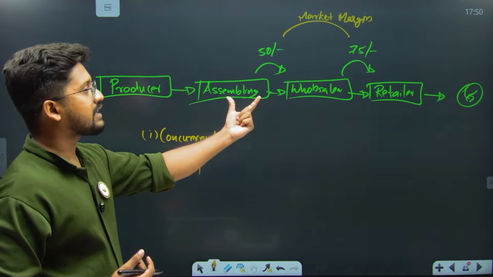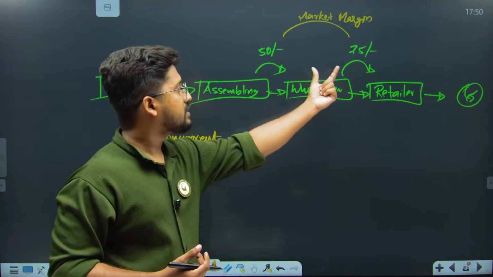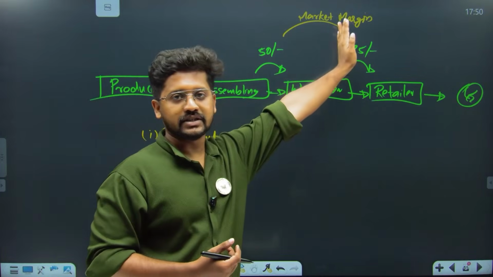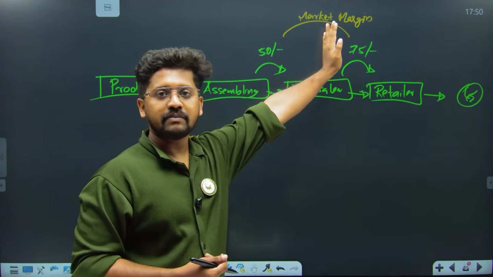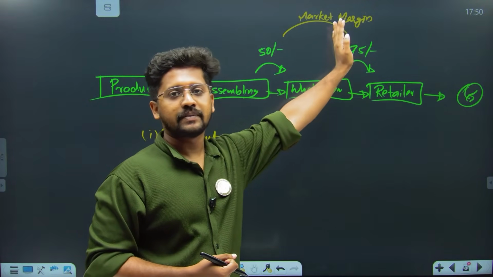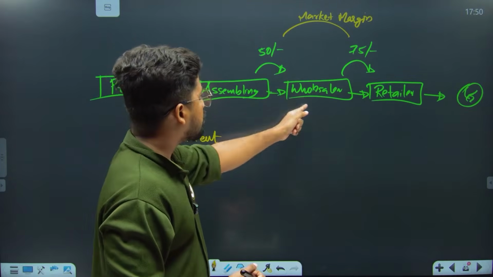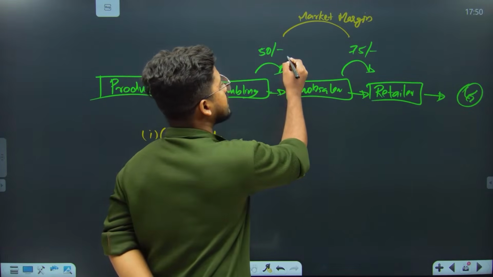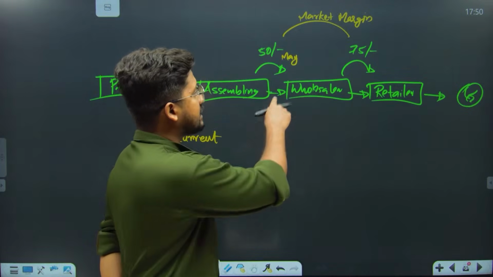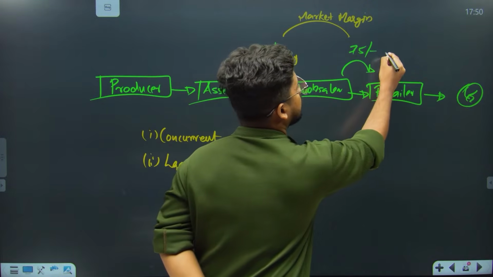Concurrent margin is none other than what we have done here: 75 rupees minus 50 rupees, 25 rupees. This is your concurrent margin. It's market margin, but this is a kind of concurrent margin. What is concurrent margin? Suppose the wholesaler has purchased this in the month of May, maybe this month. Okay, but he sold this in the month of November.